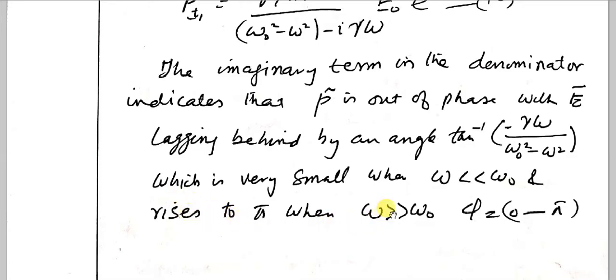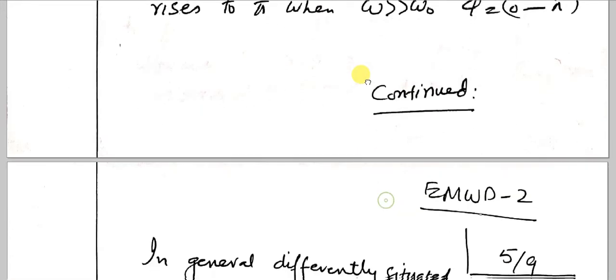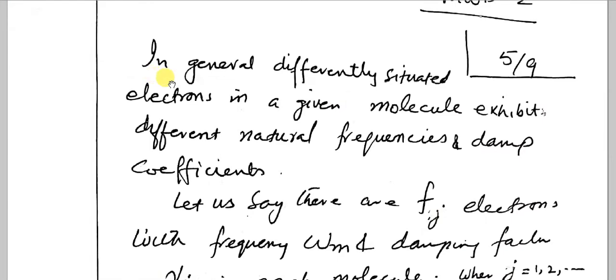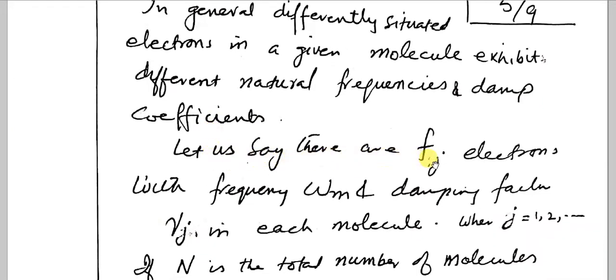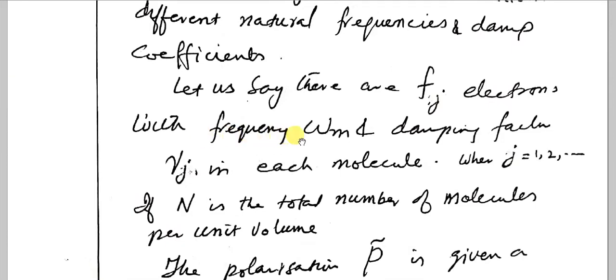So omega naught is the natural frequency of oscillation of the electron, and omega is the driving frequency of the signal electric field which is coming inside the medium. Now, in general, differently situated electrons in a given molecule exhibit different natural frequencies and damping coefficients. Let us say that there are f j electrons with frequency omega j and damping factor gamma j in each molecule, where j is equal to 1, 2, 3 and so on.